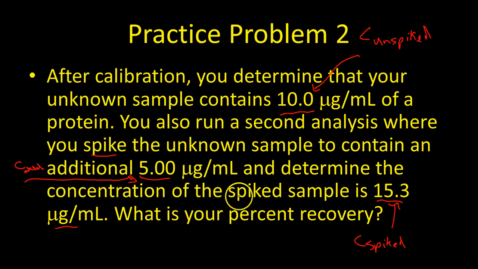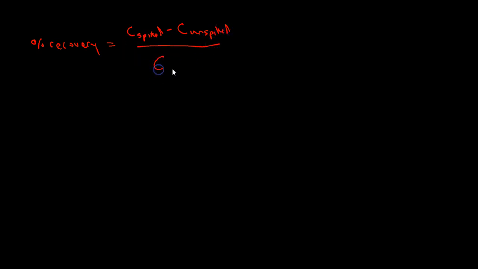So you see, it's actually a pretty simple equation once you figure out what each part is. And so if we set this up, remember, our percent recovery equals our C of our spiked minus C of our unspiked, divided by the amount that we added here. So it's our C added. And you multiply it by 100.